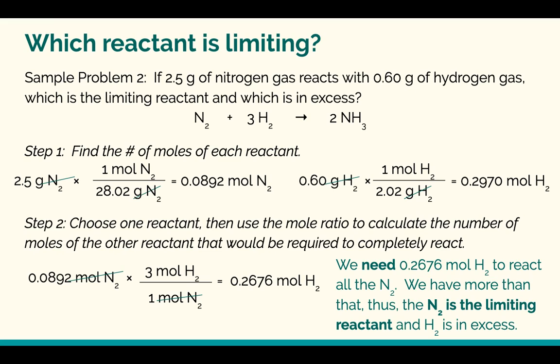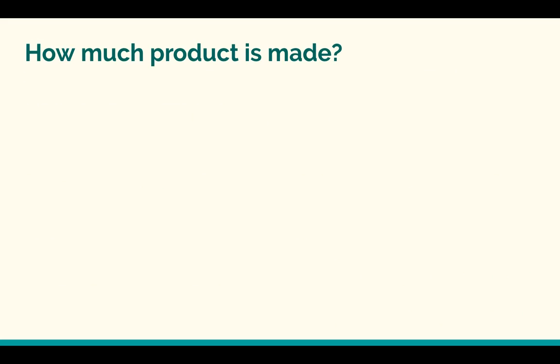So the other thing we can do with limiting reactant problems, and this is a very common question that you're going to come across, is how much product is made. So when you carry out a chemical reaction, you're going to weigh out one reactant, weigh out the other reactant, and mix them together.